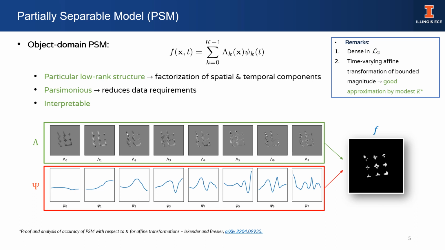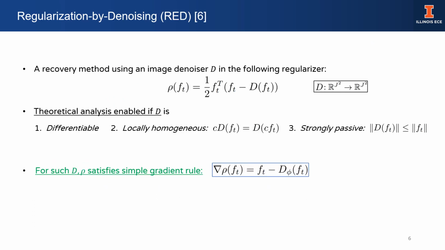A key component of our work is the PSM, which is the representation of a dynamic object by a series expansion of K spatial and temporal basis functions. PSM introduces a specific low-rank structure. It's parsimonious and interpretable. The other key component of our work is the regularization by denoising method.